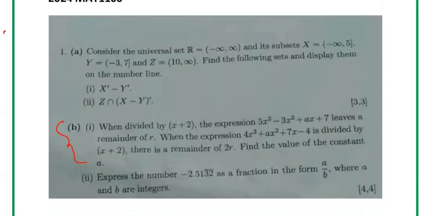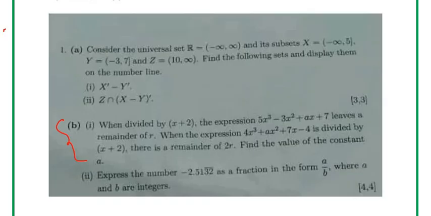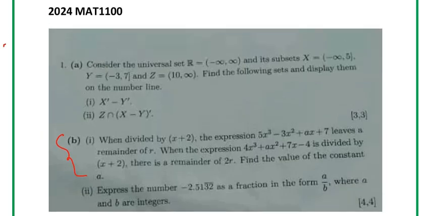Then look at the next question. The next question here is from the 1100 2024 paper. So the full video is there on the channel. You can just scroll the 2024 paper. The whole paper is solved. They're saying consider the real number line to be the universal set, and we have sets X and Y and Z. This is what they're asking for us to do.